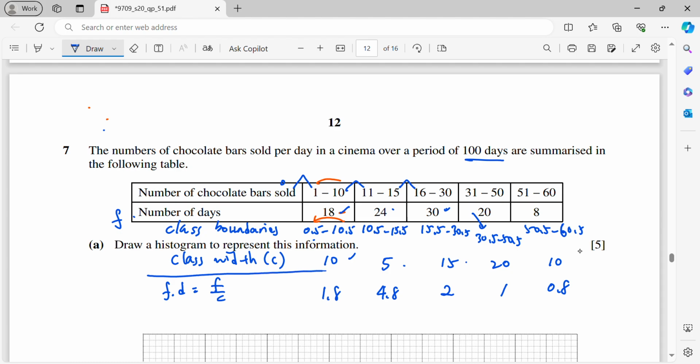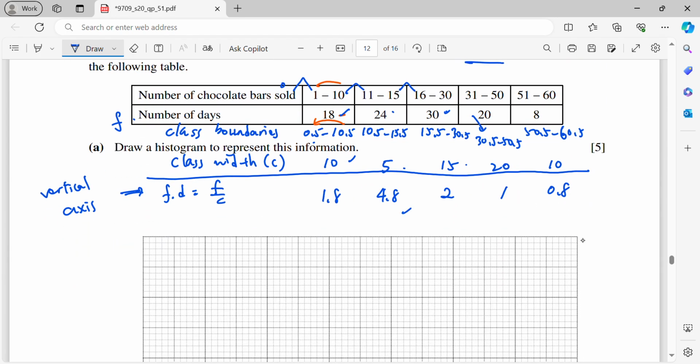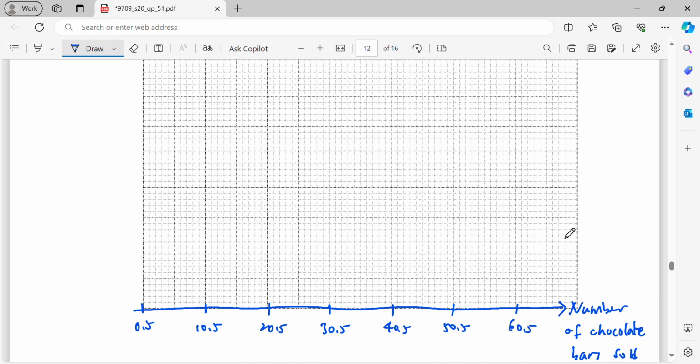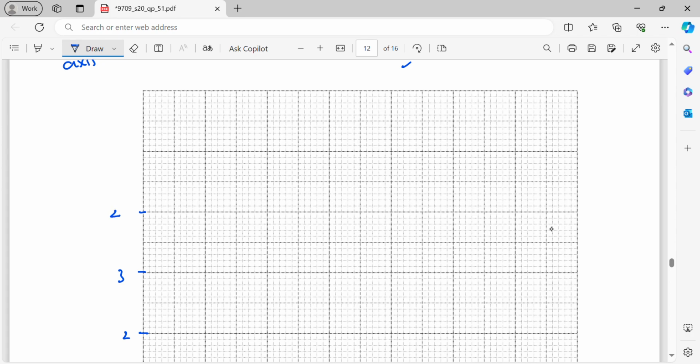Now my vertical axis is frequency density. This is my vertical axis. Here, my maximum value is 4.8. Minimum is 0.8. So that means I will just label 1, 2, 3, 4, and 5. This will be my frequency density.